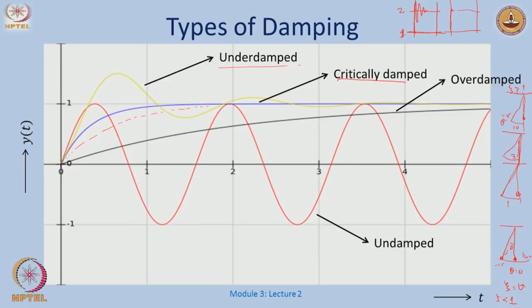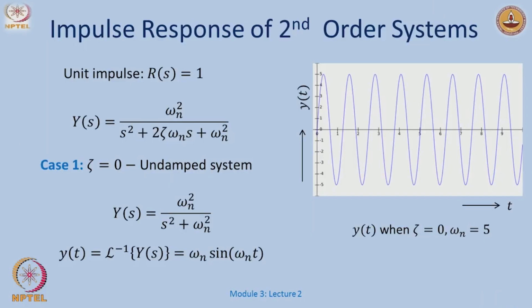Again, depending on my requirement, I would want my system to be either underdamped, critically damped, or sometimes even overdamped. Okay, we will characterize all this very shortly. So, how does my system behave again with the standard test signals?